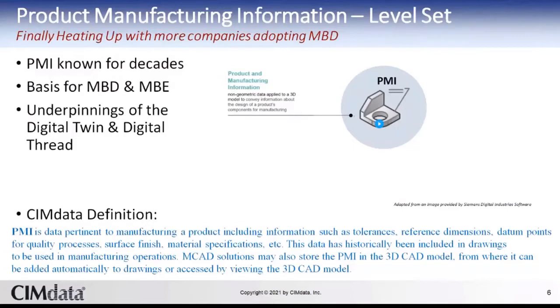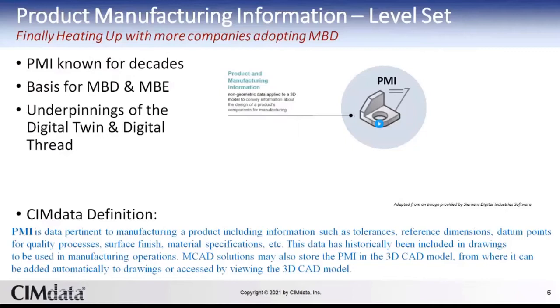Let's start with the definition of PMI. From CIMdata's definition, part manufacturing or product manufacturing information is data pertinent to manufacturing a product, including information such as tolerances, reference dimensions, datum points for quality processes, surface finish, material specifications, etc.